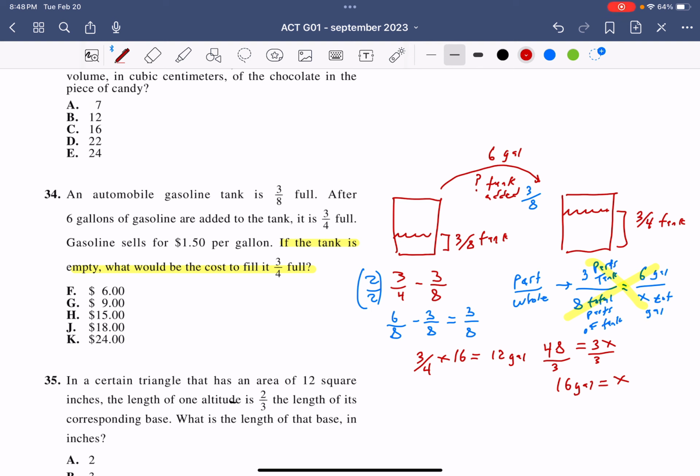And there's one more step. We got to figure out how much it's going to cost. So that information is given right here. So if we know it is $1.50, we'll put dollars for every 1 gallon. Then if I multiply that by 12 gallons, I'm going to have $18, which is what we need to get it to 3/4 of a tank full. So our answer for this one is going to be J.